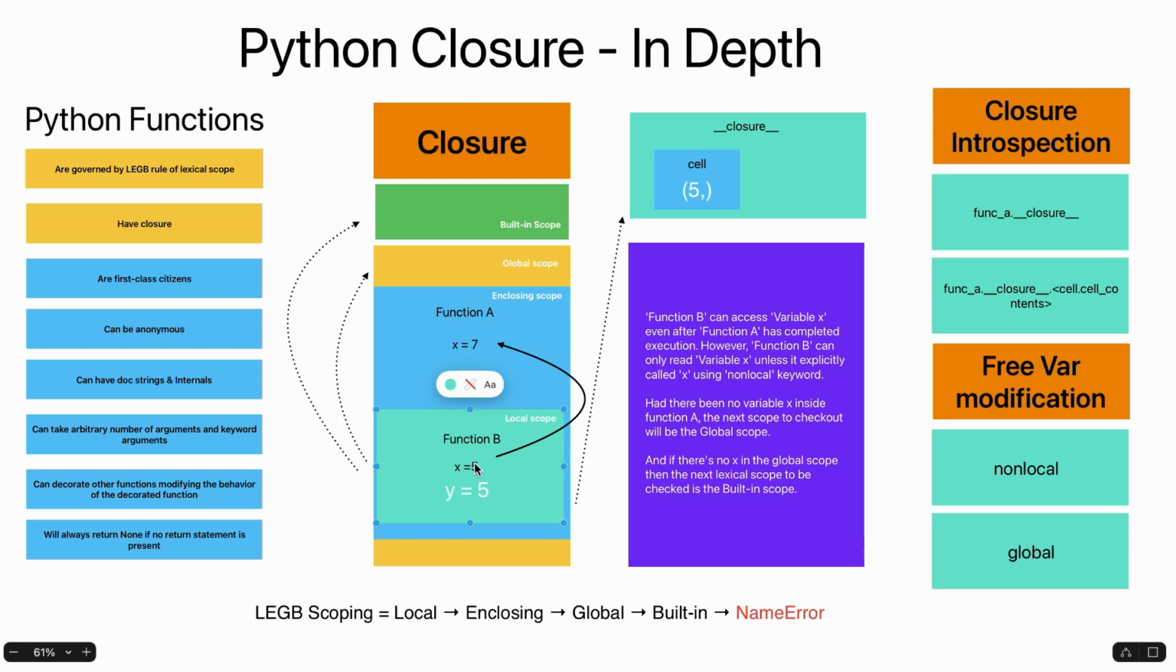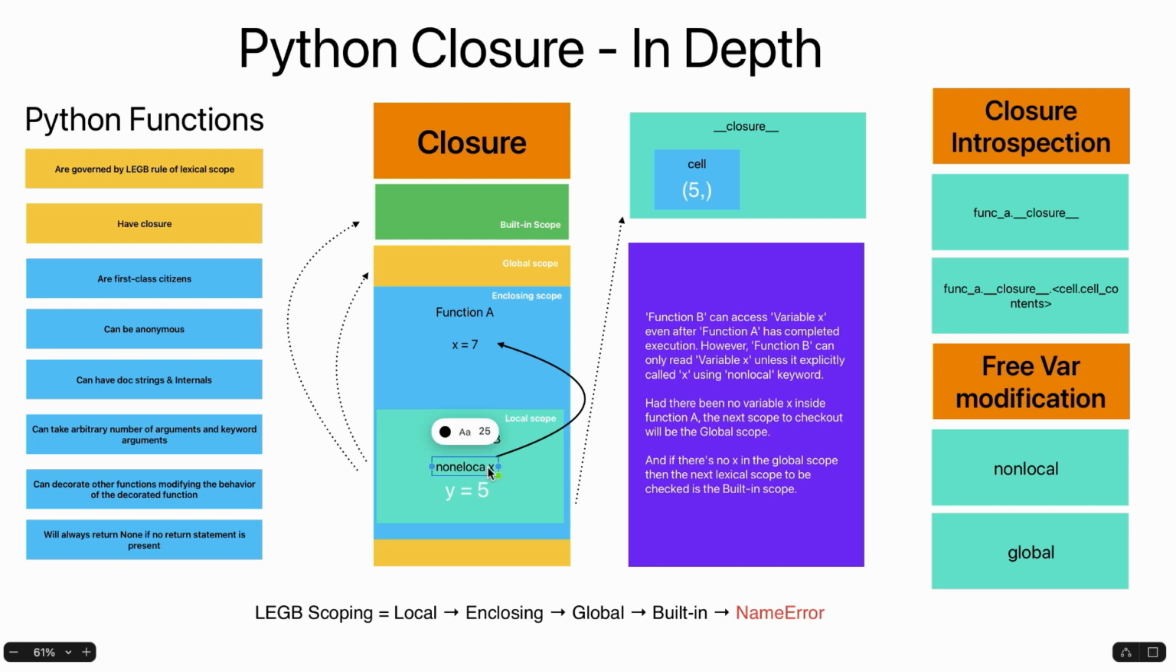But if I'm purposefully interested in updating the x that's defined in function a, what I would do is declare x as nonlocal, like so, with a small n here. And Python would know that I am updating the original x that is defined within function a and not the x within function b, okay?